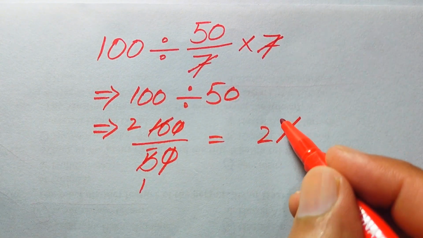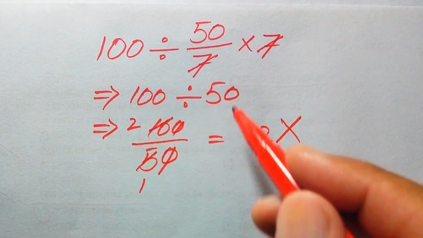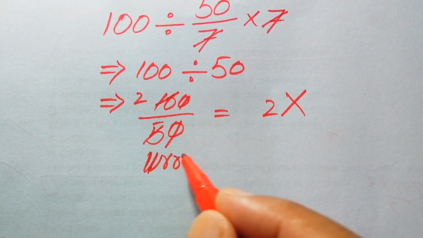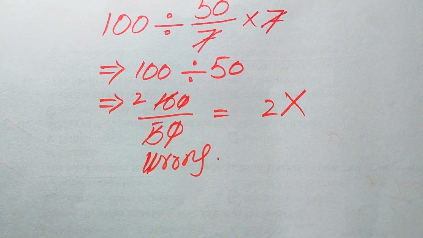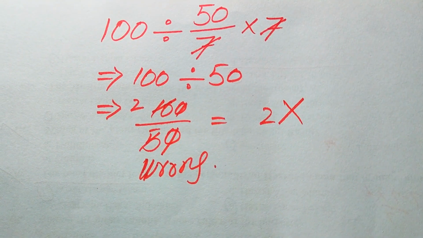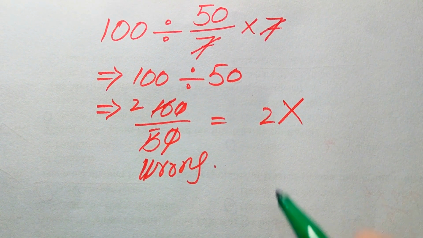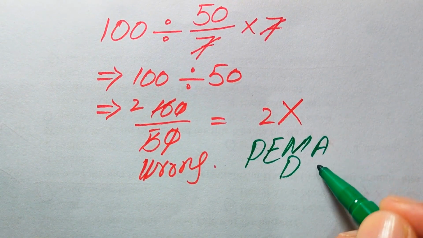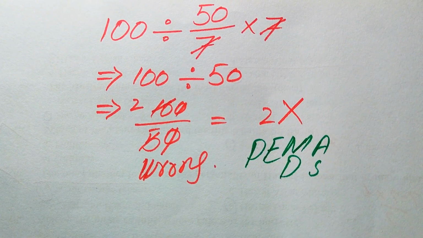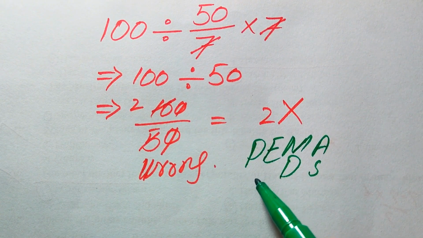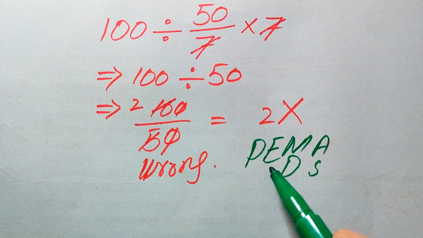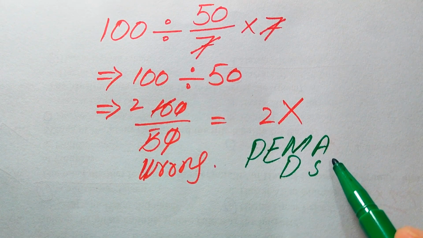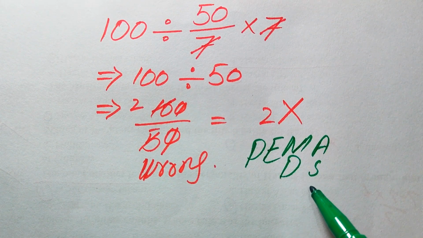But this 2 is the wrong answer, or this whole process is the wrong process to solve this type of question, because in this type of question we can just use the nice PEMDAS rule. I hope you already know about the PEMDAS rule, but here I can explain it a little bit. P stands for parentheses, E stands for exponent, M stands for multiplication, D stands for division, A stands for addition, and S stands for subtraction.